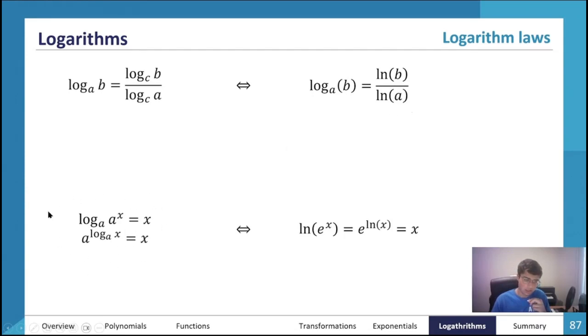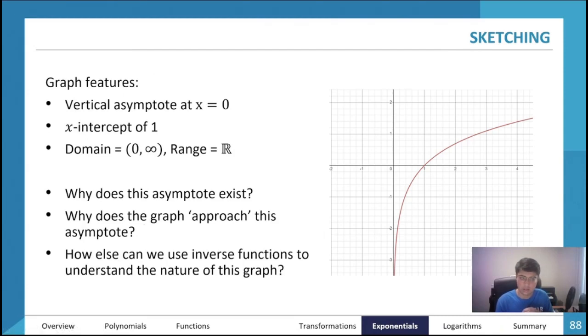And it's kind of the same thing with the second rule here, relating it to the natural log. You can have the natural log of e to the x be equal to e to the natural log of x, and that's all just equal to x. So two very useful tricks that you're going to be using a lot.